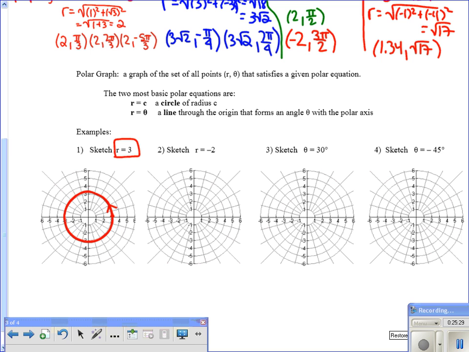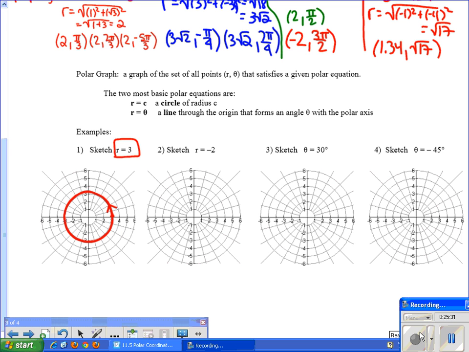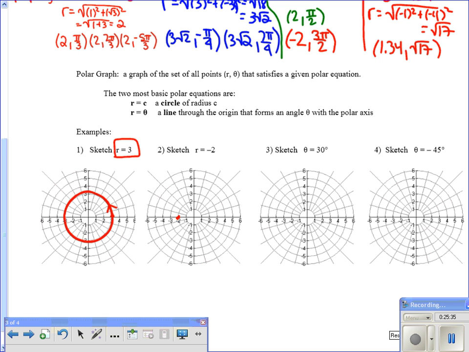For the next one, we have r is equal to negative 2. So if r is equal to negative 2, then instead of starting at positive 2, we would be starting back here, and we would be going around our circle. So then that would be a radius of 2.